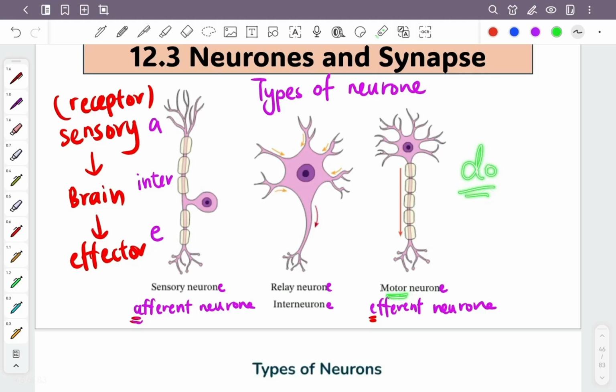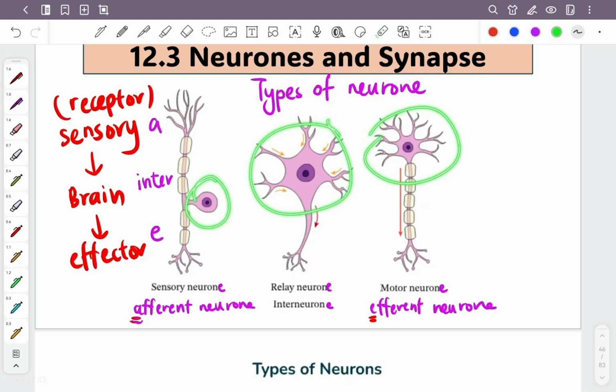Then motor should be the one at the effector, because the effector is going to do something, right? It's just like the motor, you use motor to do something. Understand? This is the structure you need to remember. How are you going to differentiate? You look at the cell body.